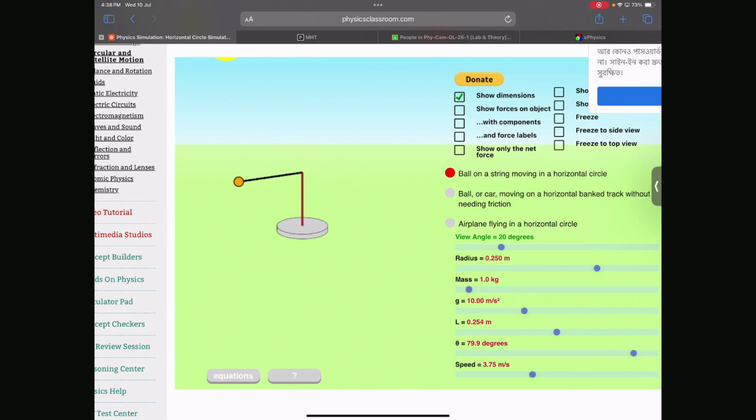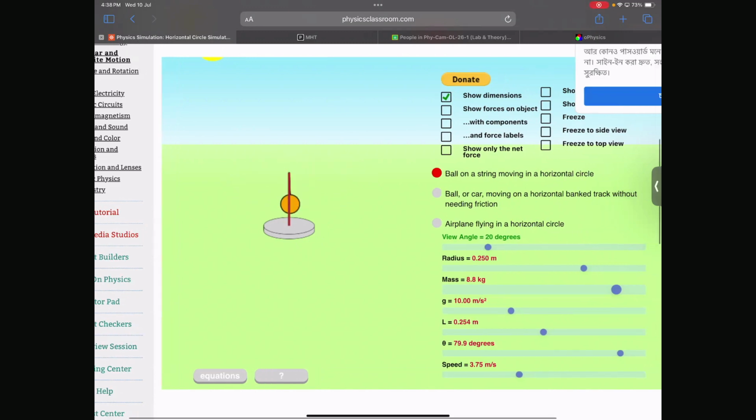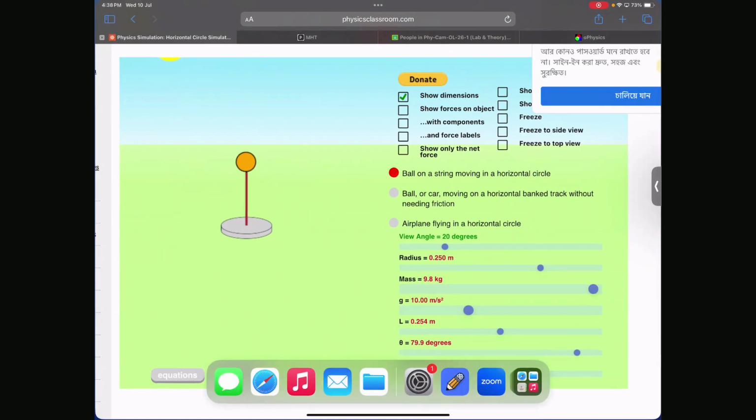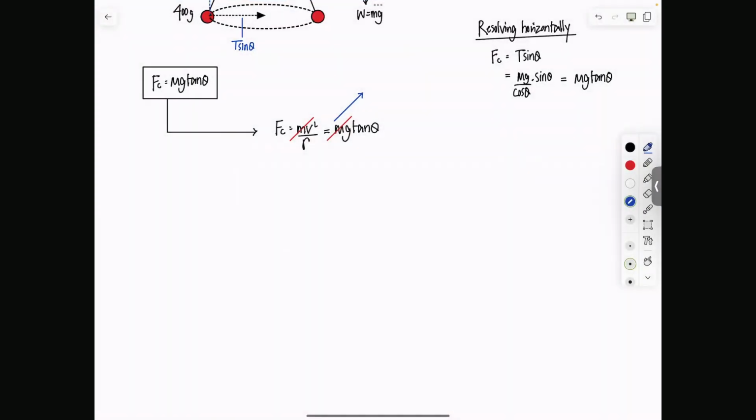Students think that it will fall down. No, it's the same. Do you see it's a heavier mass and it still stays in the same place? If it's a lighter mass, it will still stay in the same place. Why? Rotation is not affected by the mass because mass cancels out in the equation. Okay, so this is something you need to know.